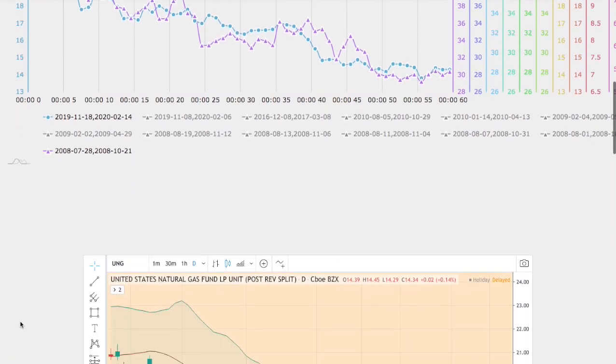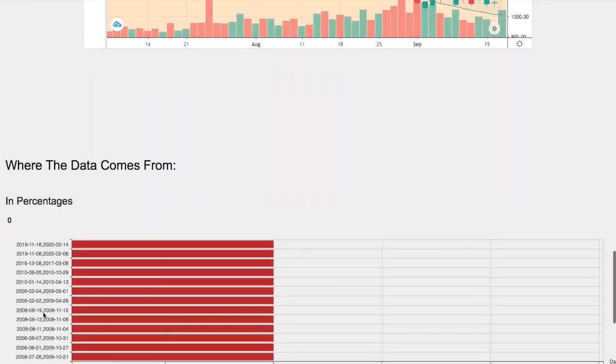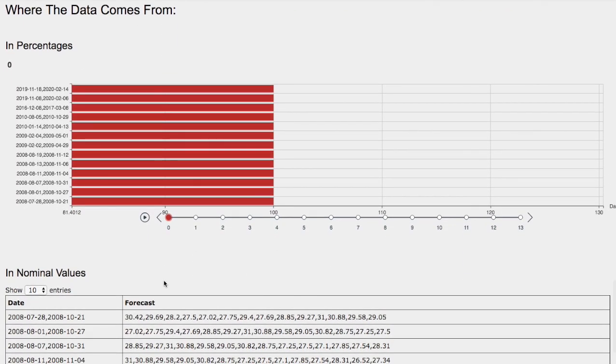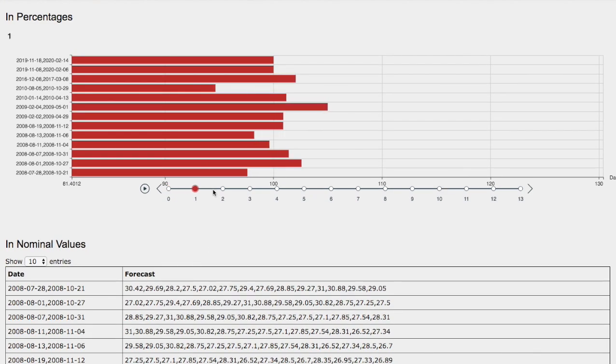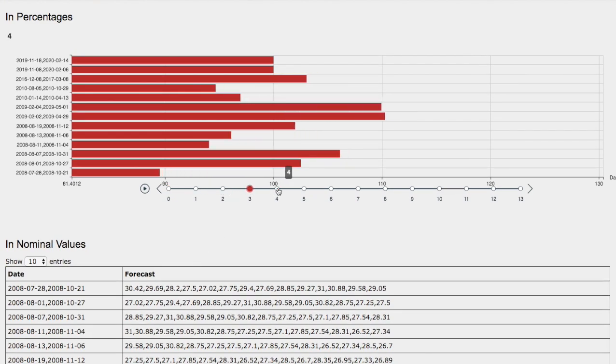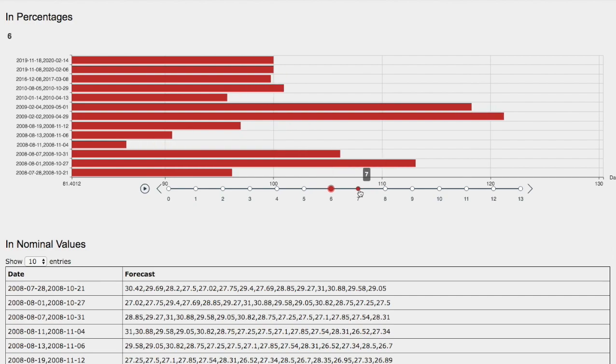So let's head to the day forecast model. Again, this model is now available in the link below, so do check it out. So we have 1 day out, 2 days out, 3 days out, 4 days out, 5 days out, 6 days out, and 7 days out.